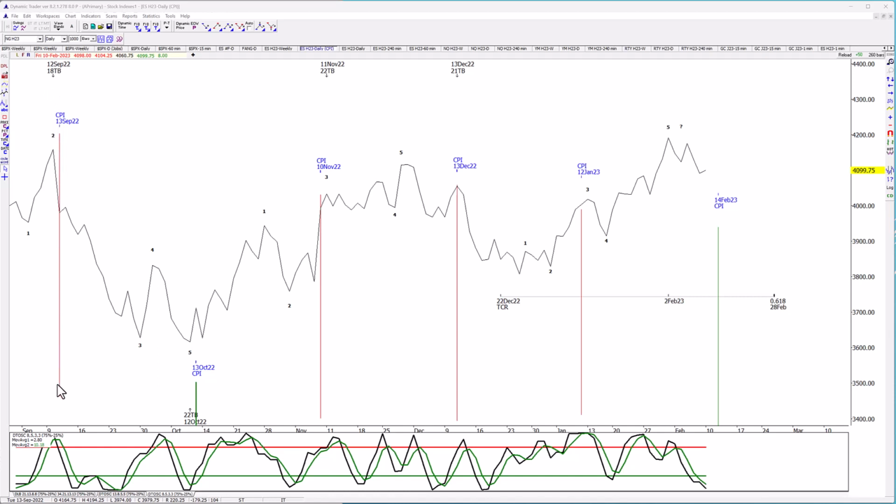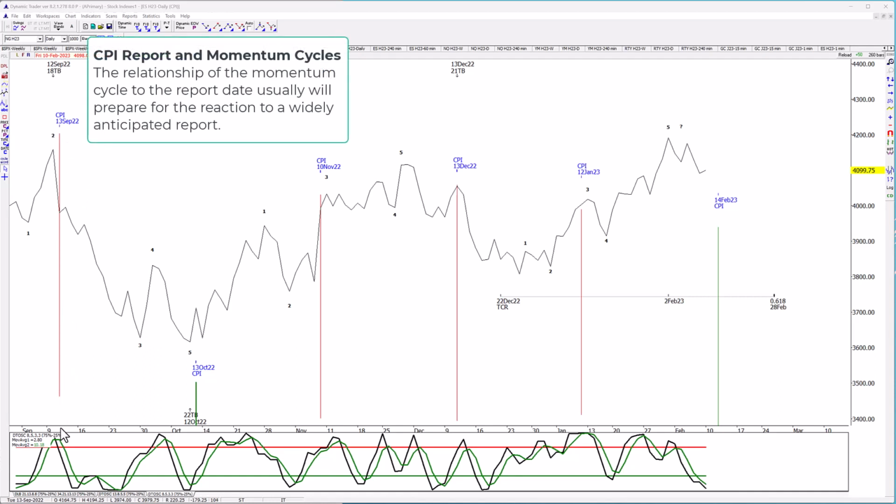Well, I want to look at the report in relationship to where the momentum cycle is when the report came out. So when the September 13th report came out, our daily momentum cycle was overbought. It was in a position from where daily highs are typically made, and then the trend is going to be sideways to down for a few days. So more than likely, the report would result in a high being made, let's say plus or minus a day, either side of the report.